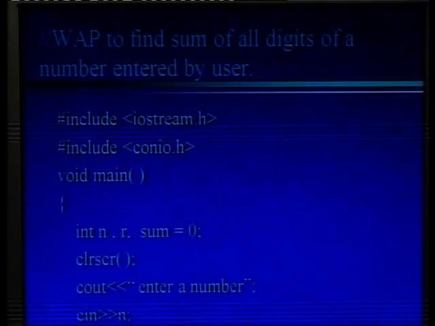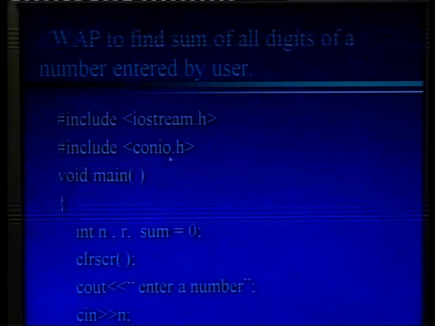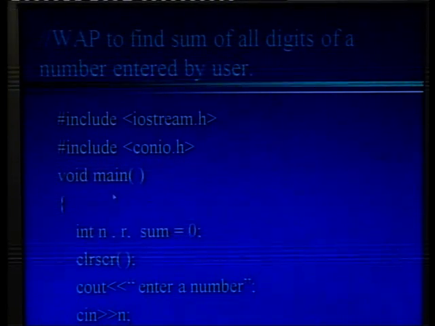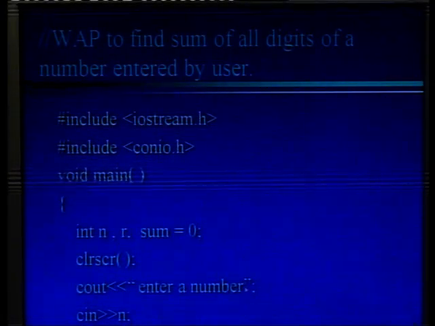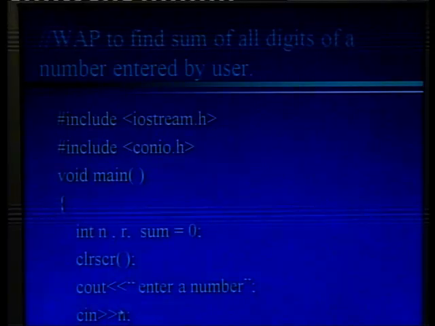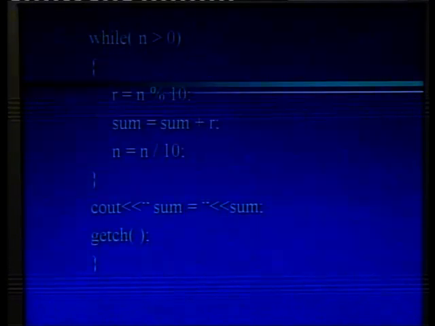So in this case I have described this. First of all, I have included two header files, iostream and conio. In the main function I have declared two integer type variables and initialized one variable sum to the value 0. With the help of clear screen it will clear the output screen. Here with the help of cout I have printed a statement "enter a number". Suppose you have entered a number in n, suppose 12345.